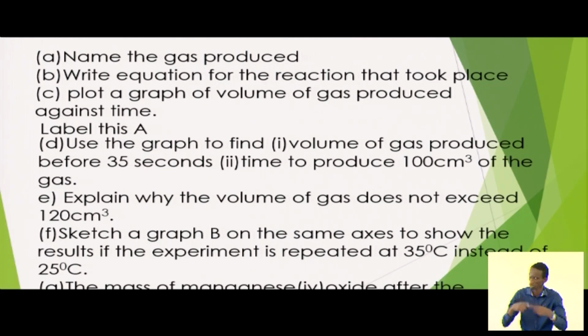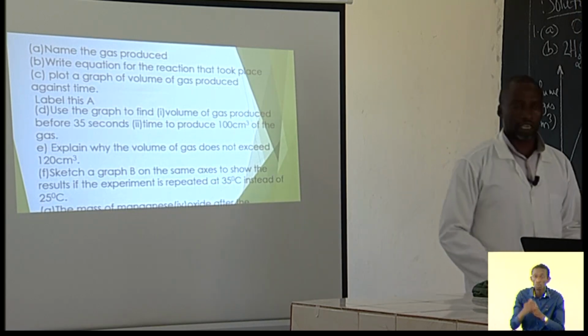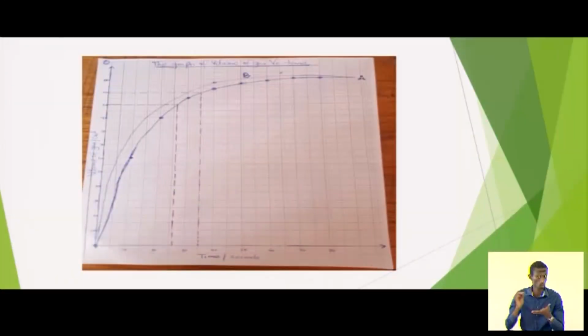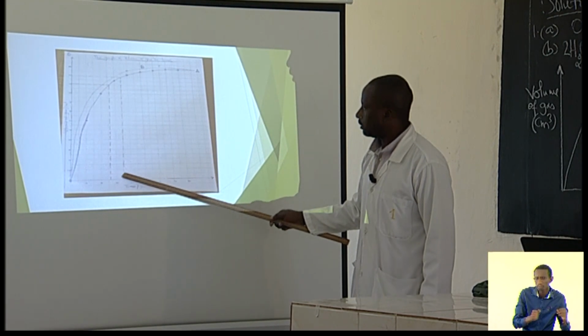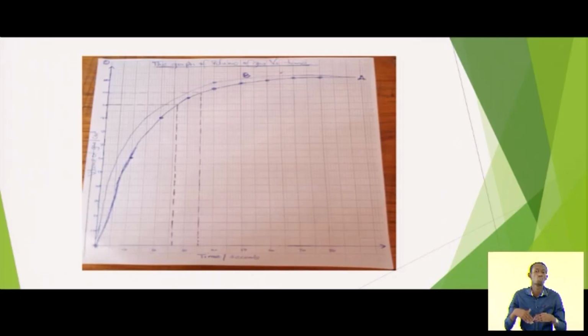Use the graph to find the volume of gas produced before 35 seconds. So, moving down to the graph, before 35, there is time here. We have 10, 20, this is 20, this is 30. They said before 35 seconds, so 35 is here.